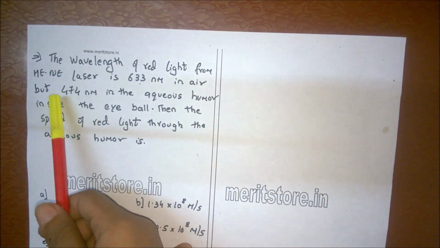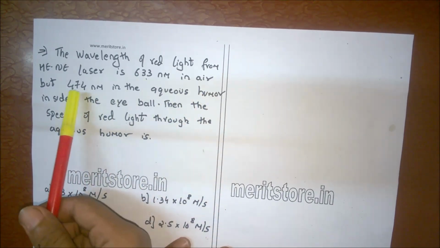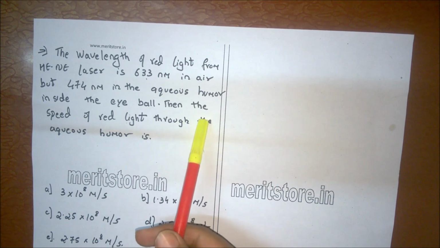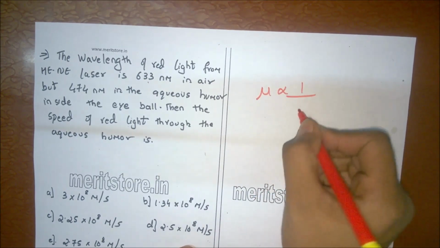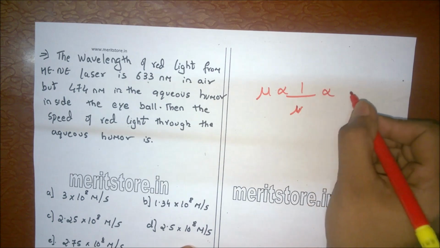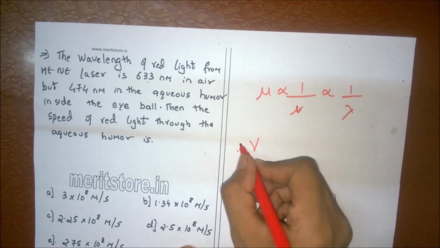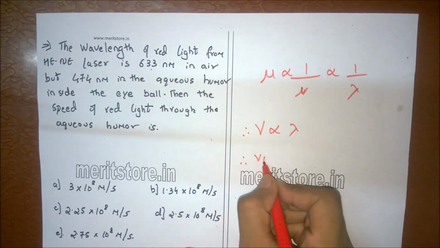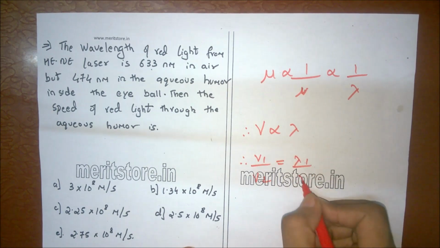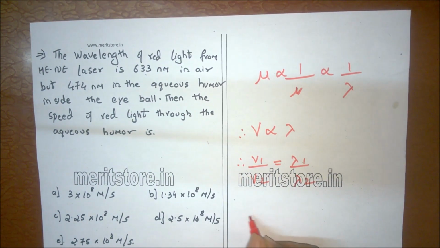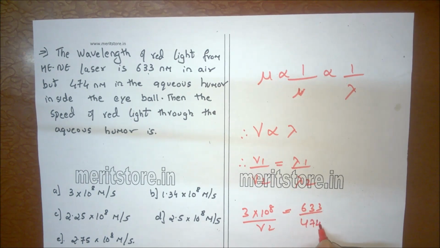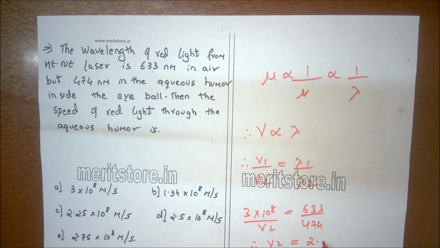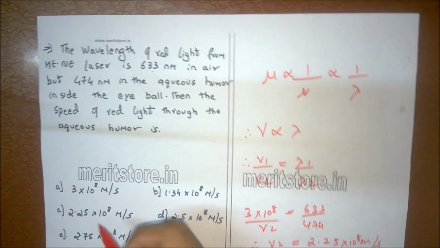The wavelength of red light from a HeNe laser is 633 nanometers in air, but 474 nanometers in the aqueous humor inside the eyeball. Then the speed of red light through the aqueous humor is, here are the options. Now, mu is inversely proportional to the speed of the light, and the speed is proportional to lambda. Therefore, V1 upon V2 will be equal to lambda 1 upon lambda 2. Substituting values, we get V1 upon V2 is equal to 633 upon 474. Therefore, V2 will be equal to 2.25 into 10 raised to 8 meter per second. Therefore, the answer is option C.